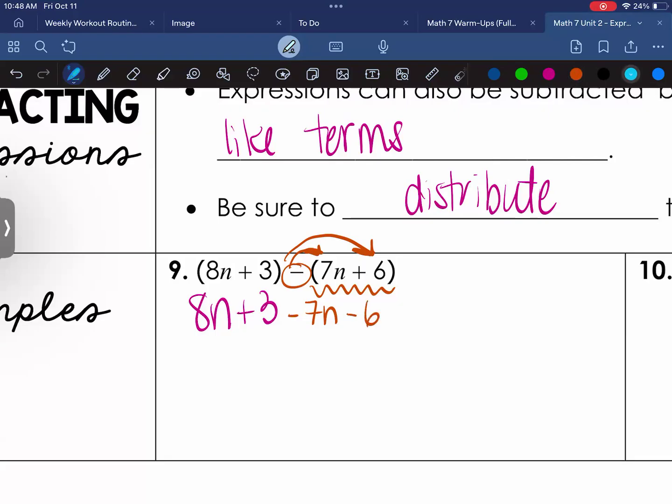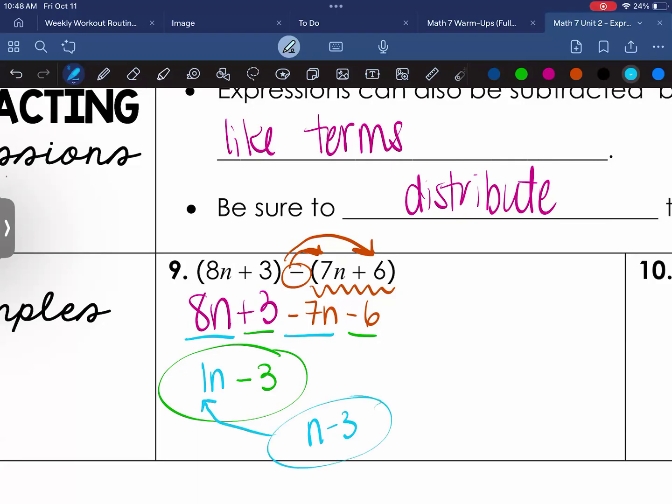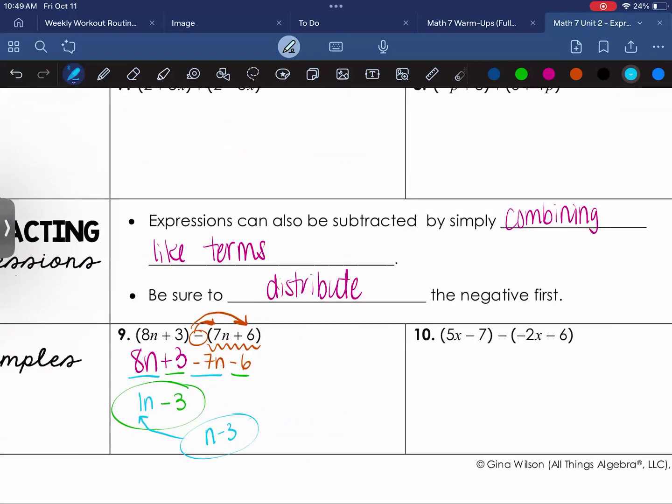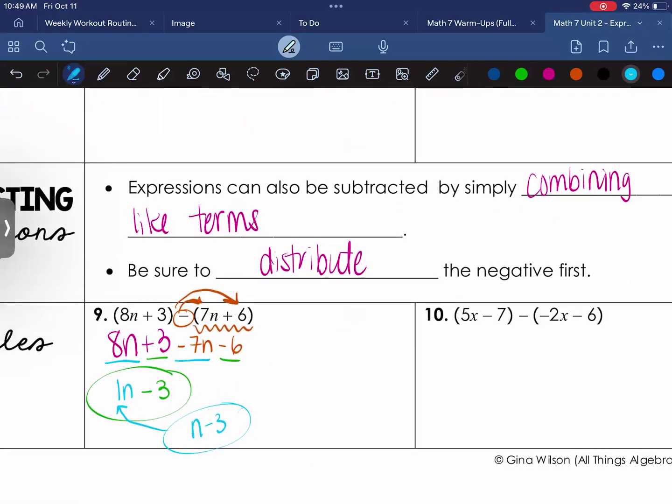Now you can go ahead and combine like terms. We've got 8n minus 7n. 8 minus 7 is 1. Don't forget your n. And we've got positive 3 minus 6. 3 minus 6 is negative 3. And then also you could just write this as n minus 3. We don't necessarily need that 1 right there. So I would write n minus 3. All right, we'll do another one together.